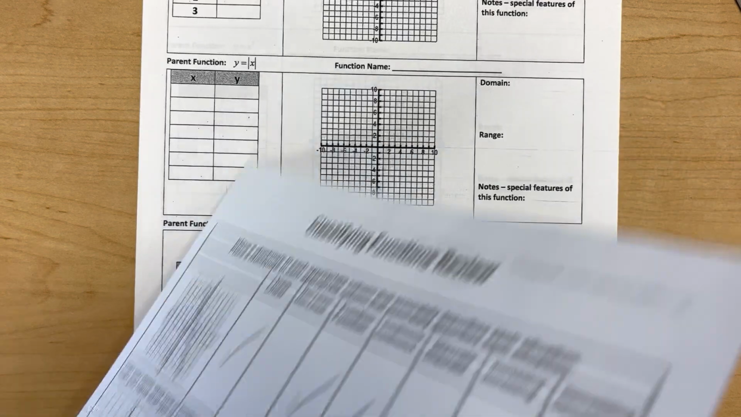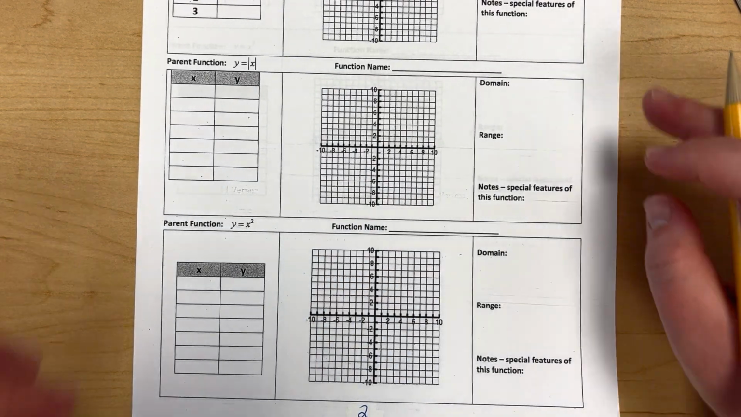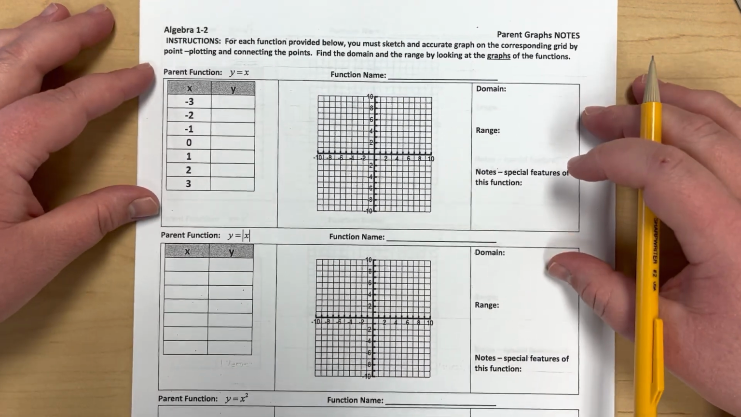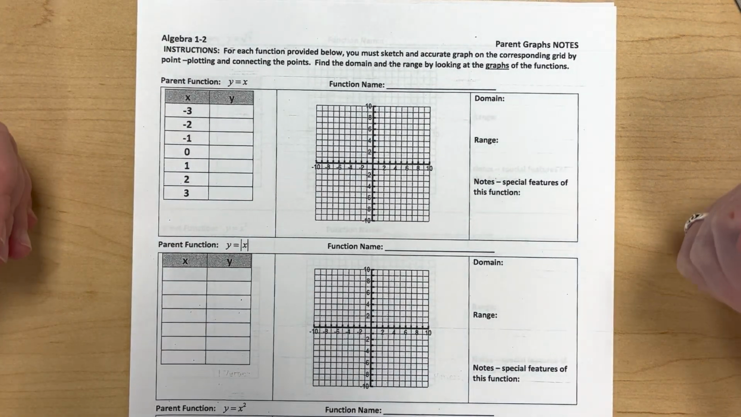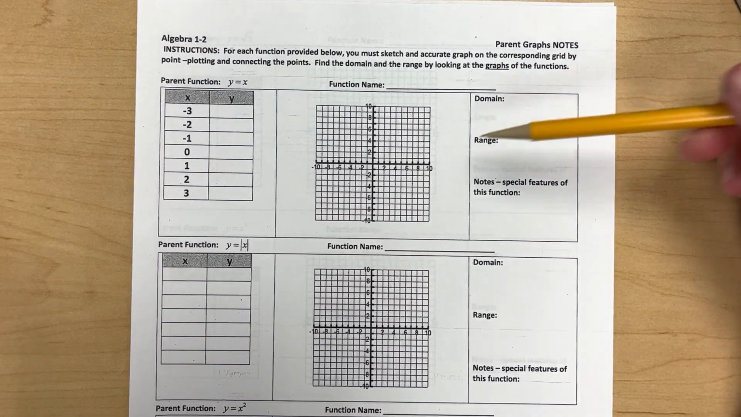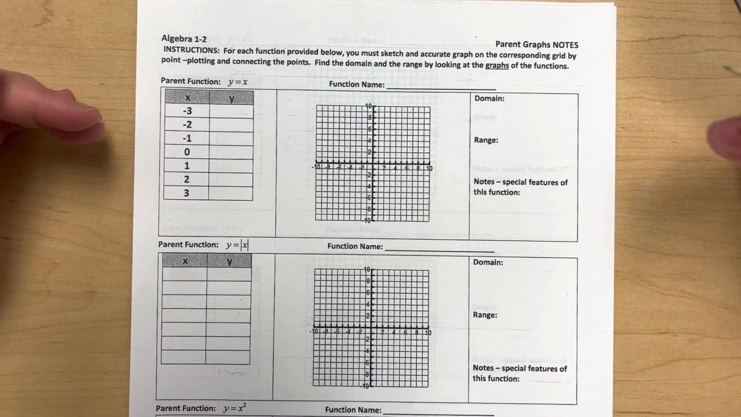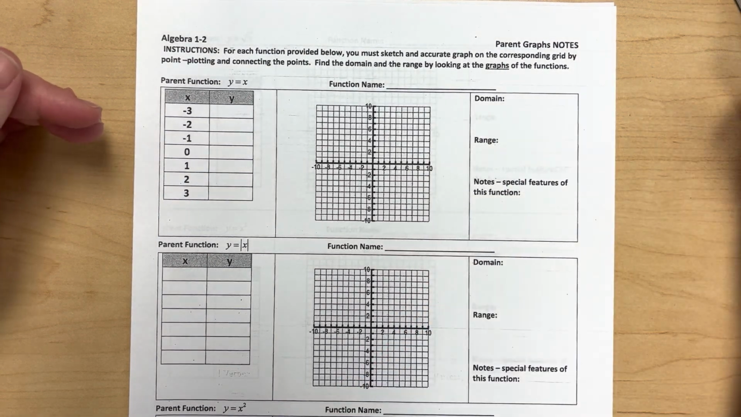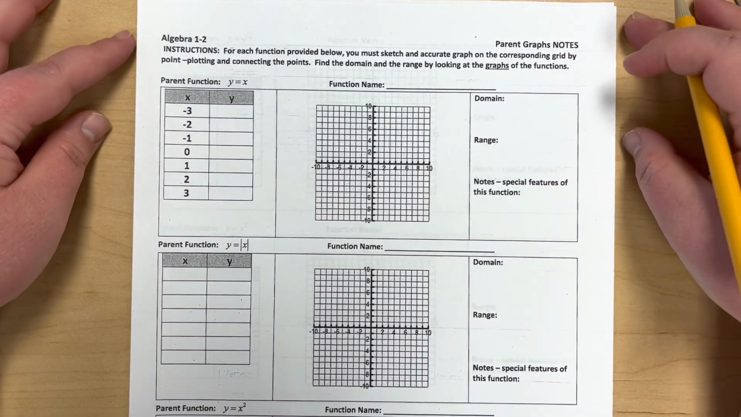When you turn the page, you'll see a bunch of different graphs that have to do with parent functions. Now, parent functions are the most basic functions for each of the different types of functions. So y equals x is the basic or the base for linear. Y equals absolute value of x is the basis for absolute value. X squared is the base for all the quadratics, those types of functions.